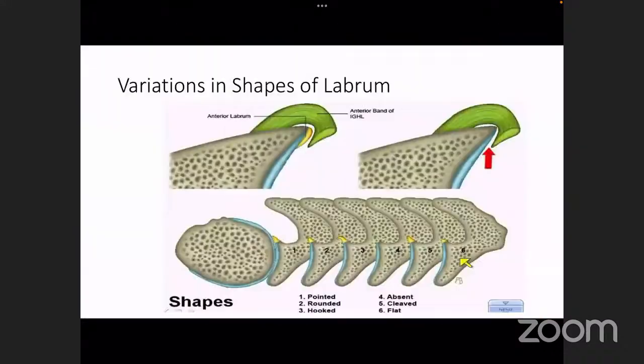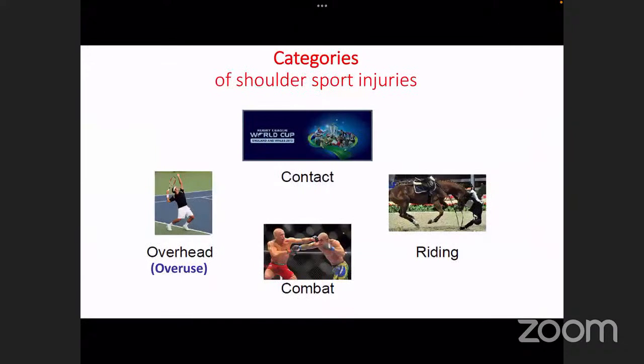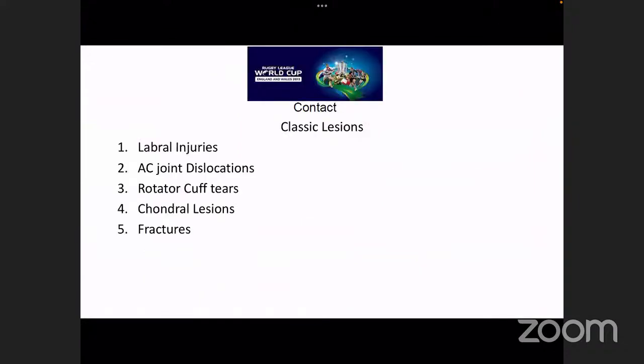Let's skip that. Okay, so we will start.